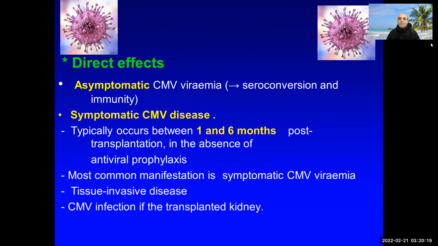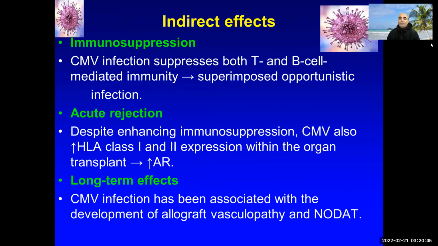Direct effect: symptomatic CMV viremia, seroconversion. Asymptomatic CMV viremia, seroconversion and immunity. Symptomatic CMV disease typically occurs between 1 to 6 months post transplant in the absence of antiviral prophylaxis. The most common manifestations are symptomatic CMV viremia and tissue invasive disease, and CMV infection if the transplanted kidney is involved.